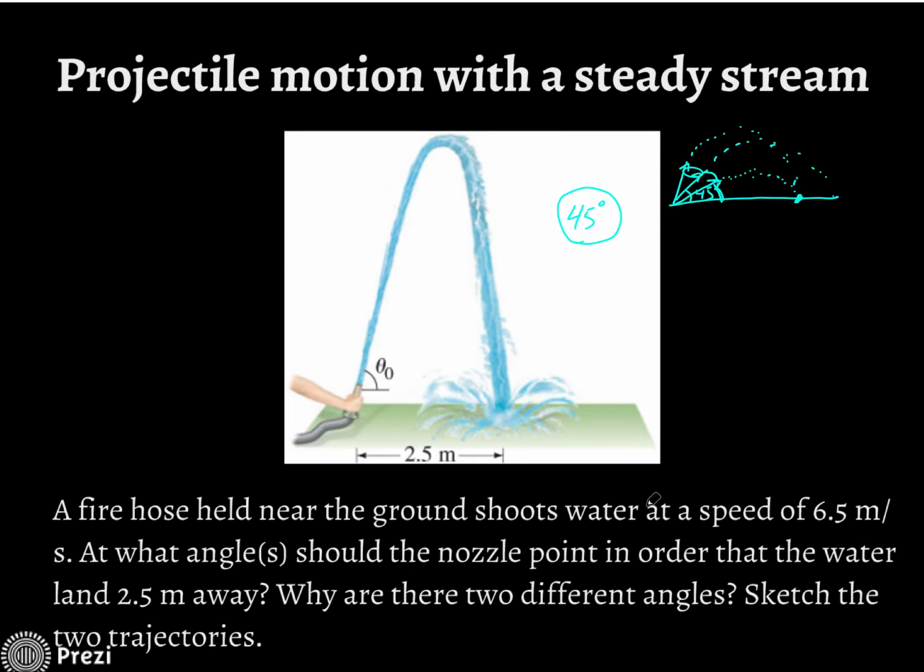And so that is why two different angles can give you the same range. In both cases, it can be 2.5 meters away. We want to find out what that is. So we go ahead and we do what we always do.